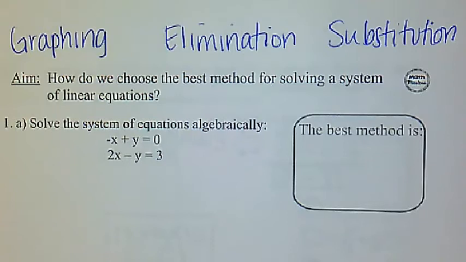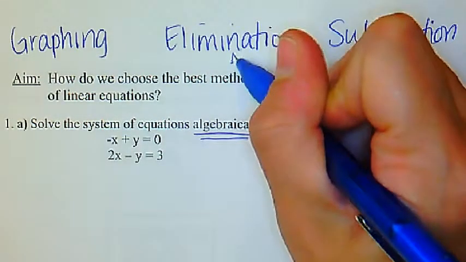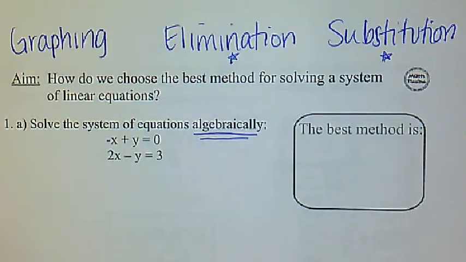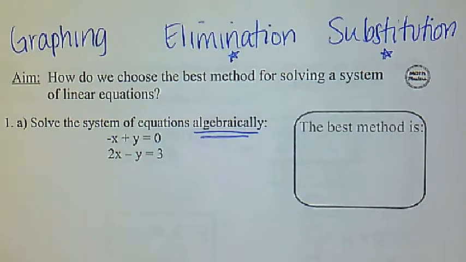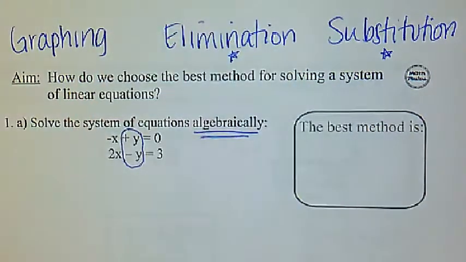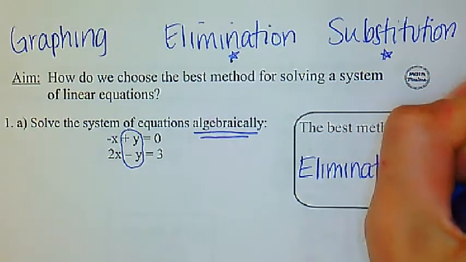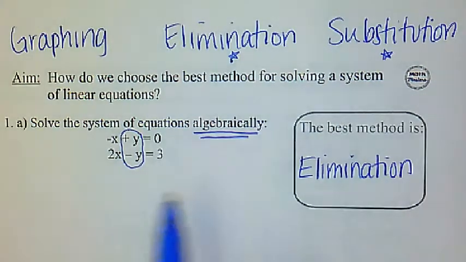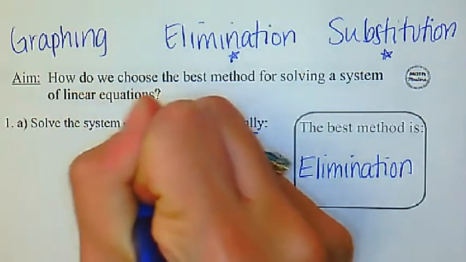Now, if they give you the option, then you can choose from all three, but if they ask you algebraically, then you can only choose from elimination and substitution. All right? So, looking at this, I would say that because I see this right here, elimination would be the best method. Again, if you wanted to solve for y for the first equation, you definitely could use substitution. But for this one, the easiest way would be to use elimination.